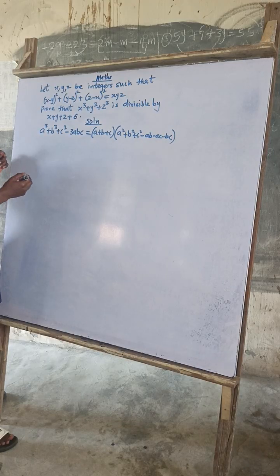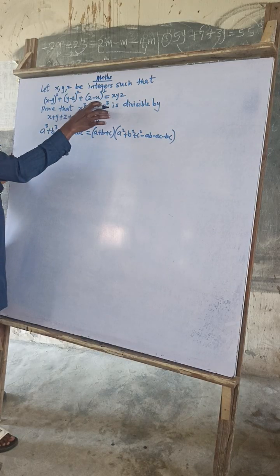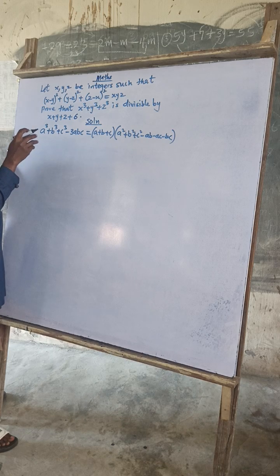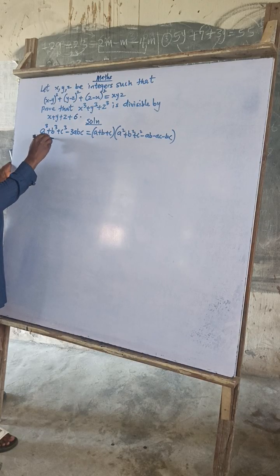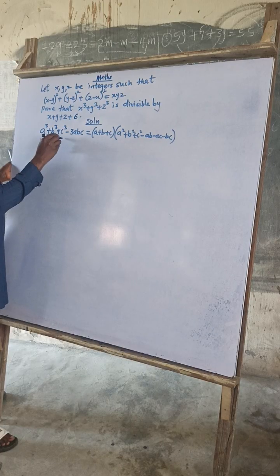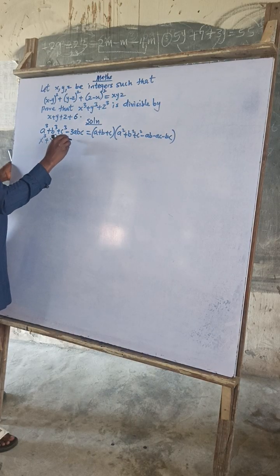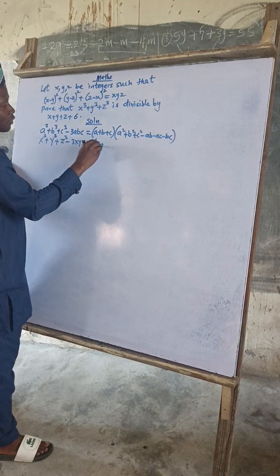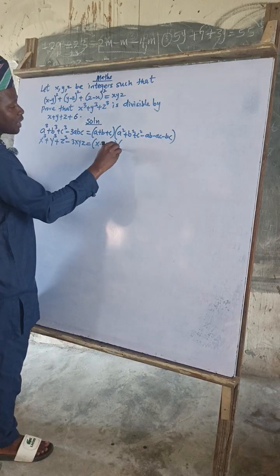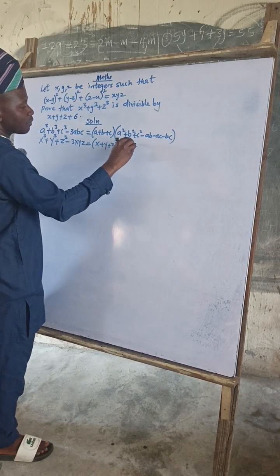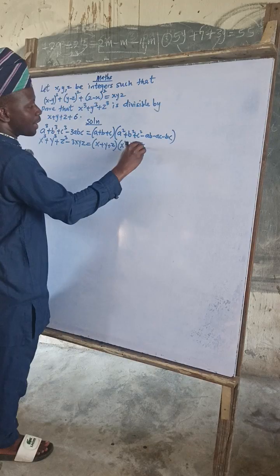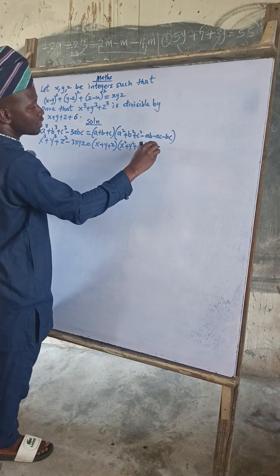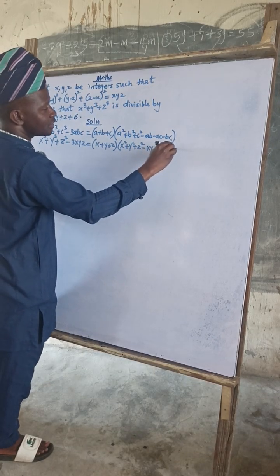Now, in this case, we are using letters x, y, and z in place of a, b, and c. That is, let's replace letter a with letter x, b with letter y, and c with letter z. Minus 3xyz equals x plus y plus z into (x squared plus y squared plus z squared minus xy minus xz minus yz).